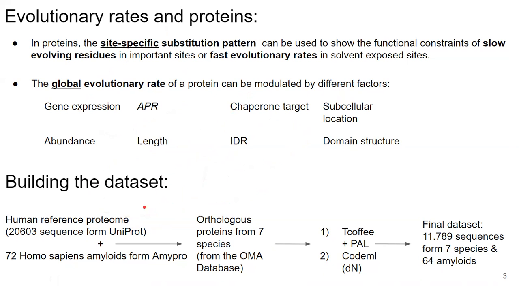Now, the dataset that we use is conformed basically by the human reference proteome and all the Homo sapiens amyloids listed in AmyPro. That is the biggest amyloid database in existence. We also gather orthologous proteins from several different species, and we use a single phylogenetic tree for the evolutionary evaluation. We measure the evolutionary rates using CODEML by measuring non-synonymous substitutions between all the proteins in the tree.